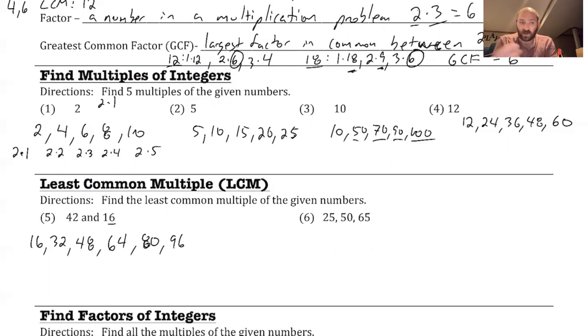Let me go ahead and do 42 just to see if anything matches up. 42 times 2 is going to give me 84. 42 times 3 is going to give me 126. Well, I see that I'm at 126. I'm already bigger than 96. I'm going to have to go back and start doing that some more. So I'll do another 16 times 7.